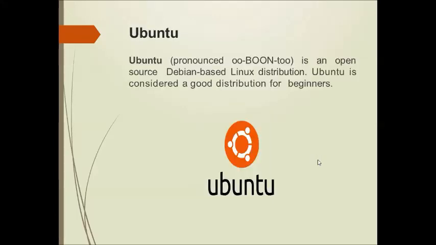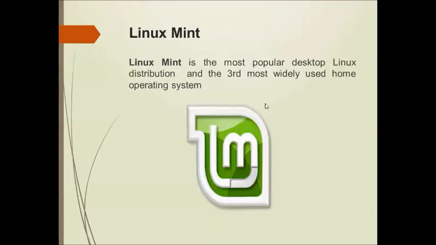So let's proceed with the third category, which is the Linux-based OS. We have the Ubuntu, pronounced as Ubuntu. And it is an open source Debian-based Linux distribution. Ubuntu is considered a good distribution for beginners. So the operating system was intended primarily for personal computers, but it can also be used for servers. That is Ubuntu. The word Ubuntu translates as humanity to others. That is the first type of the Linux operating system.